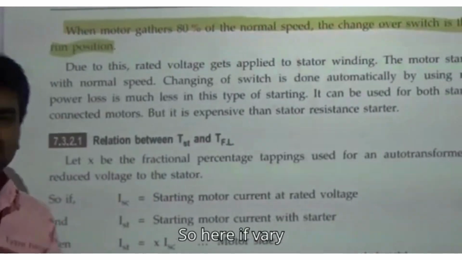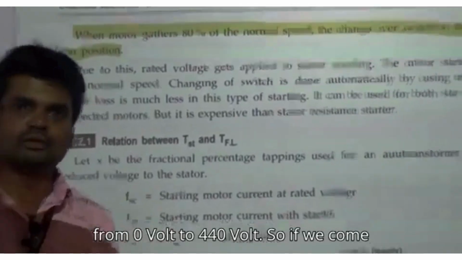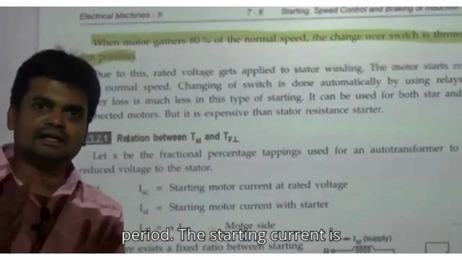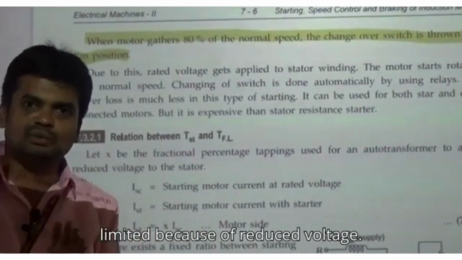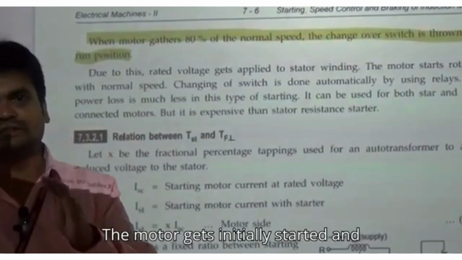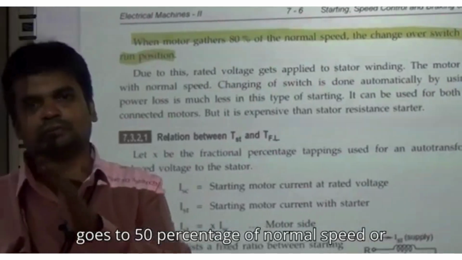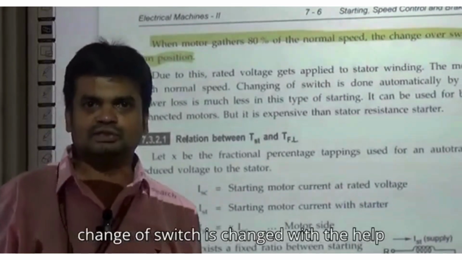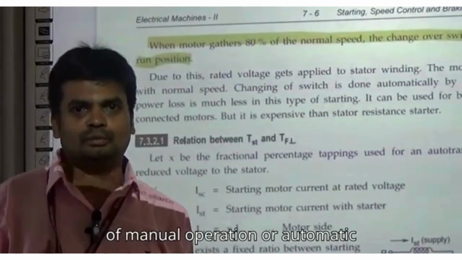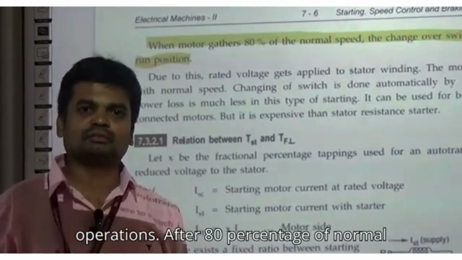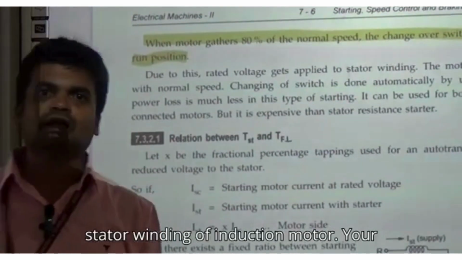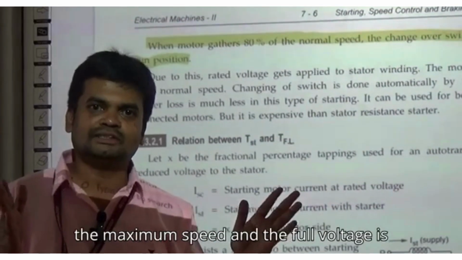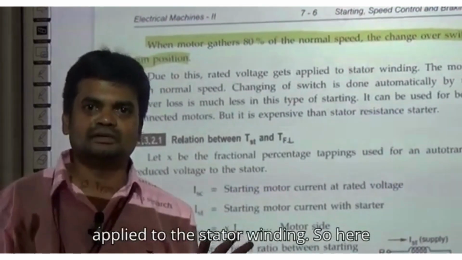If we vary from 0 volt to 440 volt during the starting period, the starting current is limited because of the reduced voltage. The motor gets initially started and reaches close to 50%, 70%, or 80% of normal speed. Then the changeover switch is changed, with manual or automatic operation. After 80% of normal speed, the full voltage is applied to the stator winding of the induction motor, and the motor rotates at maximum speed.